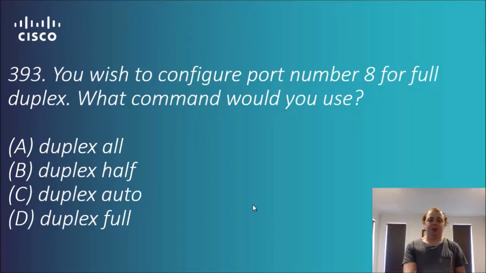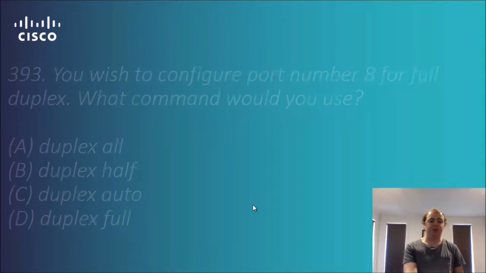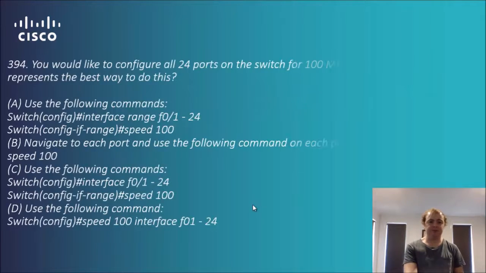393, you wish to configure port number 8 for full duplex. What command would you use? So we've got duplex all, duplex half, duplex auto, duplex full. We've got a few to choose from there. Obviously half's not going to be right, auto's going to be close but not right, all's not the correct terminology, so it leaves us with D, duplex full.